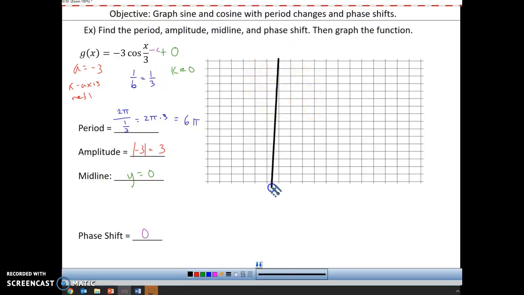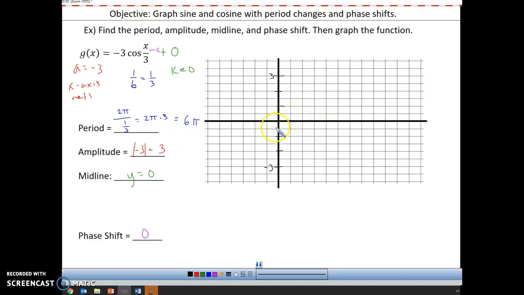Okay, so what we'll do is we'll go ahead and plot an x and a y-axis. I'll put my y-axis here, and an x-axis right down the middle. And now we'll label this, so I'll just go up, say this is 1, 2, and 3, -1, -2, -3.